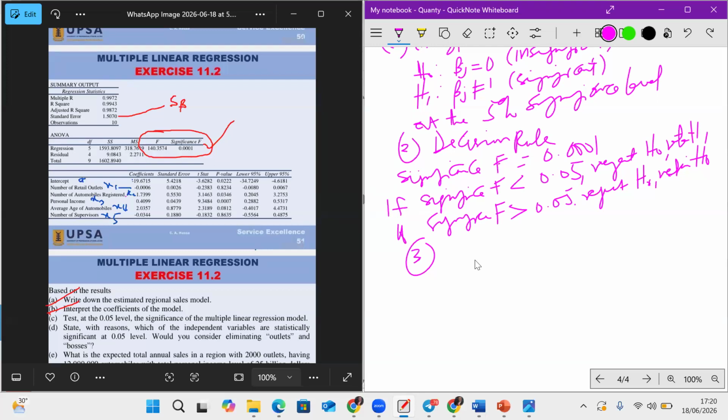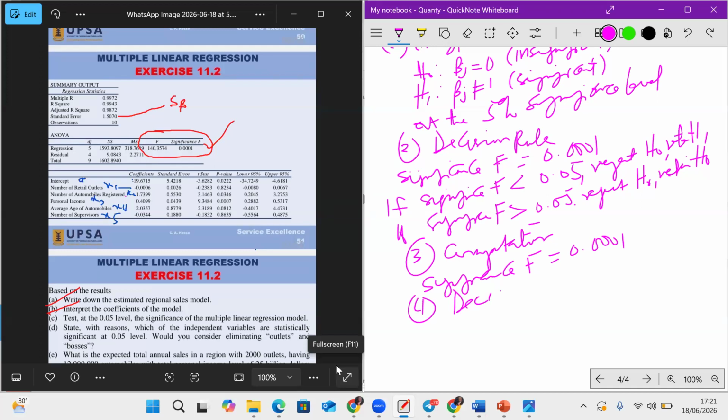Okay. So what is the first step? The next step is computation. What is the significance F? It is 0.0001. So I'll write here: significance F is 0.0001. That's all my computation. Then I'll make the decision here.